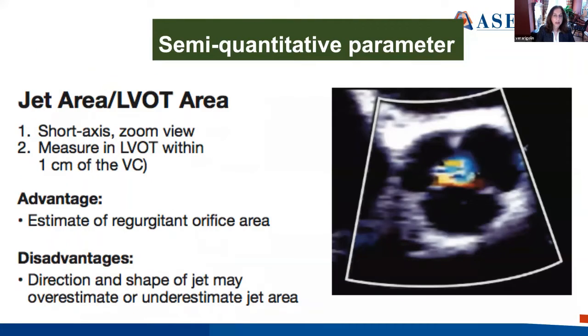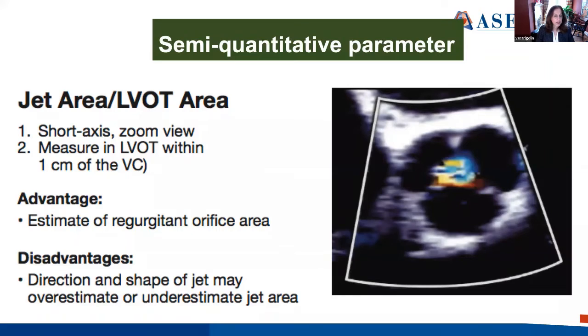Jet area divided by LVOT area. This measurement we make on the parasternal short axis view, again using the zoom mode. We want to measure in the LVOT within 1 centimeter of the vena contracta, similar to what we did when we measured the jet width divided by LVOT ratio in the parasternal long axis view. Here we then measure an estimate of the orifice area and then take a ratio with the LVOT area.